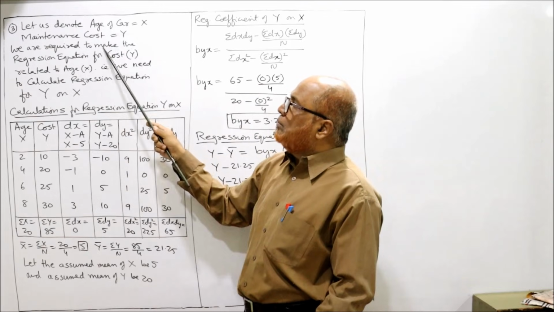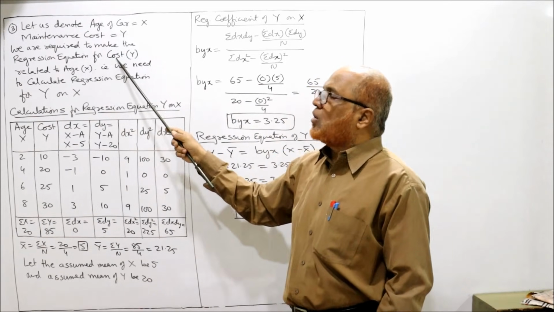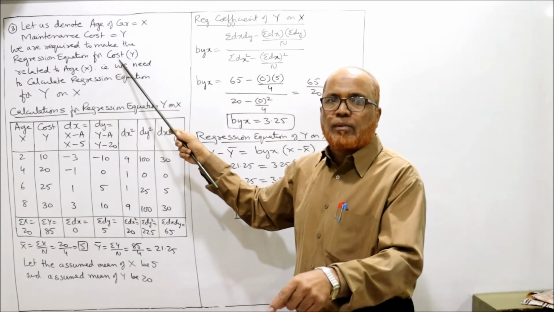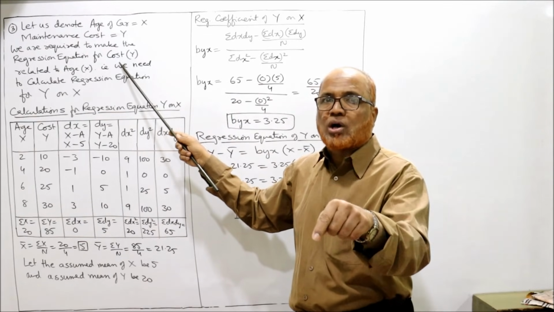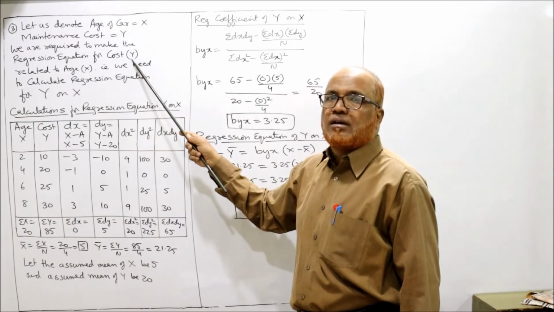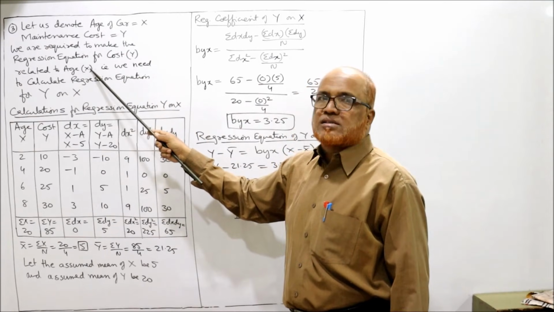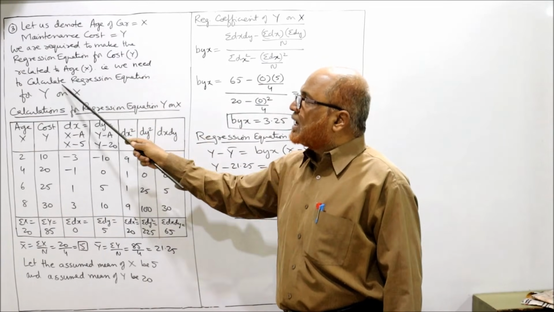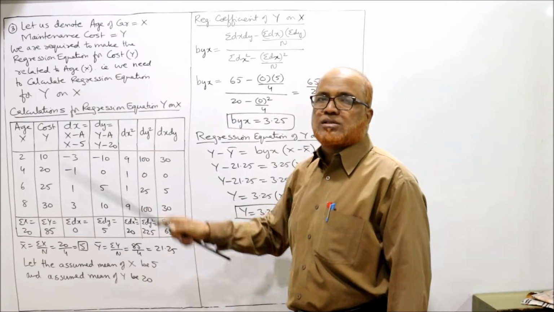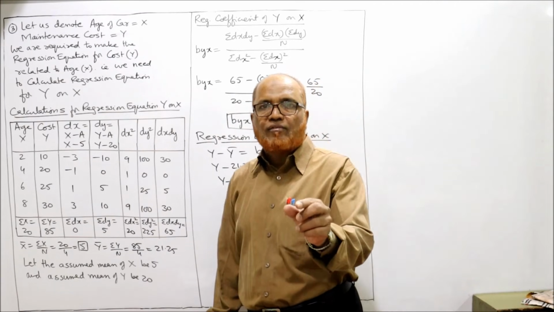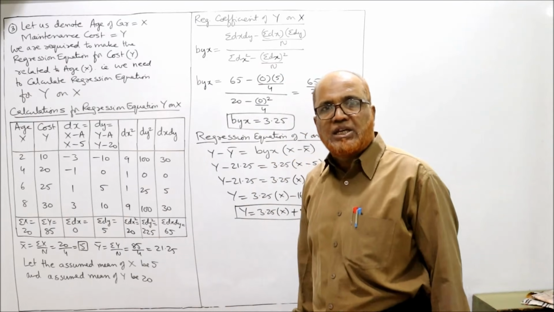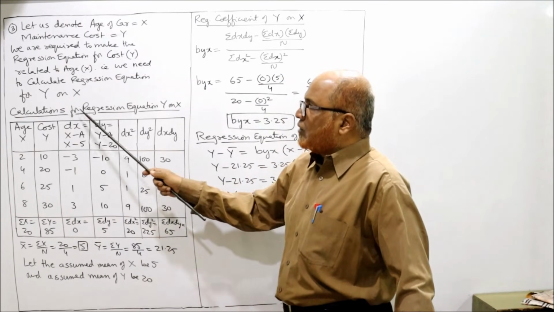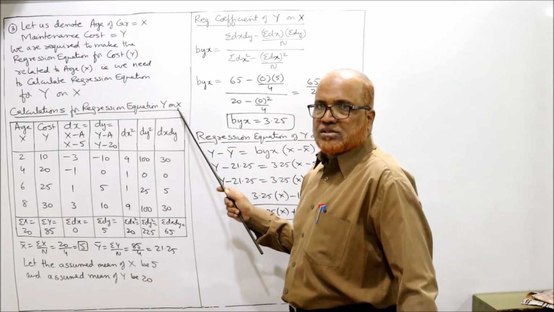We are required to make the regression equation for cost. It is given in the problem: we are required to make the regression equation for cost. Cost means y, related to age x. That is, we need to calculate the regression equation of y on x. We need to find cost, meaning y. So we need to calculate the regression equation of y on x. Now calculation for the regression equation of y on x.